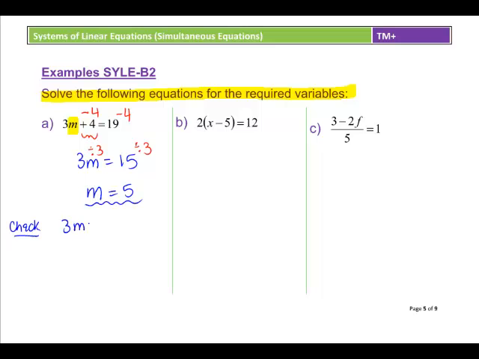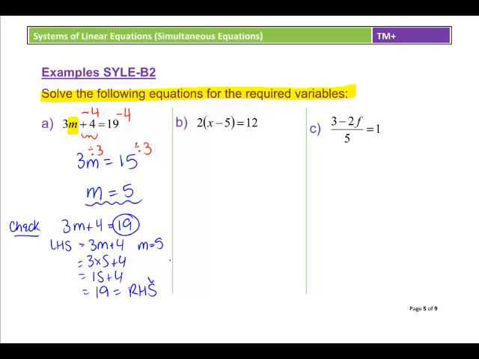Our equation was 3m plus 4 equals 19. So the left hand side was 3m plus 4, and we just found out that m was 5. So plug it in: 3 times 5 plus 4 equals 15 plus 4, which is 19. And that equals the right hand side of my equation there. So we know it's correct.